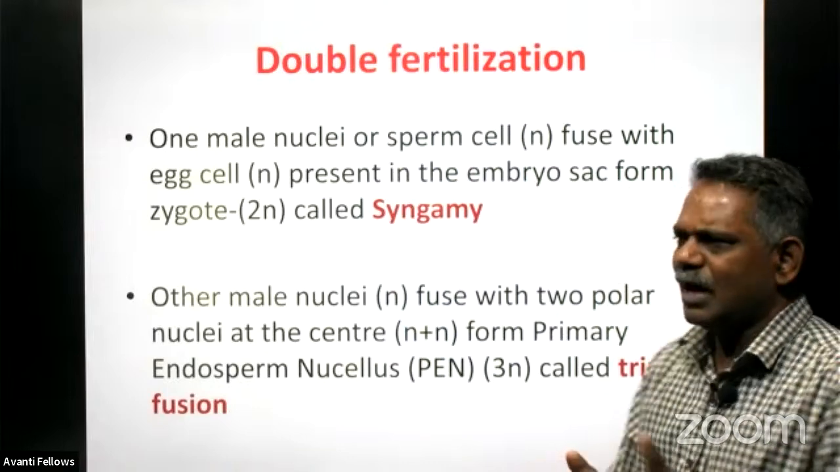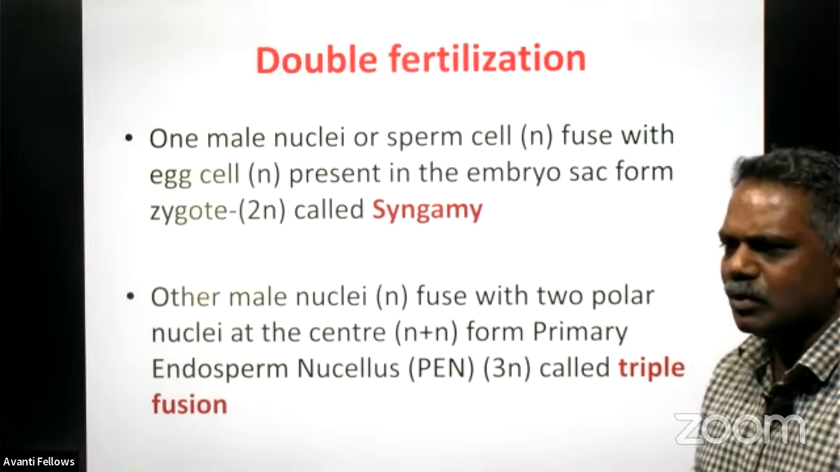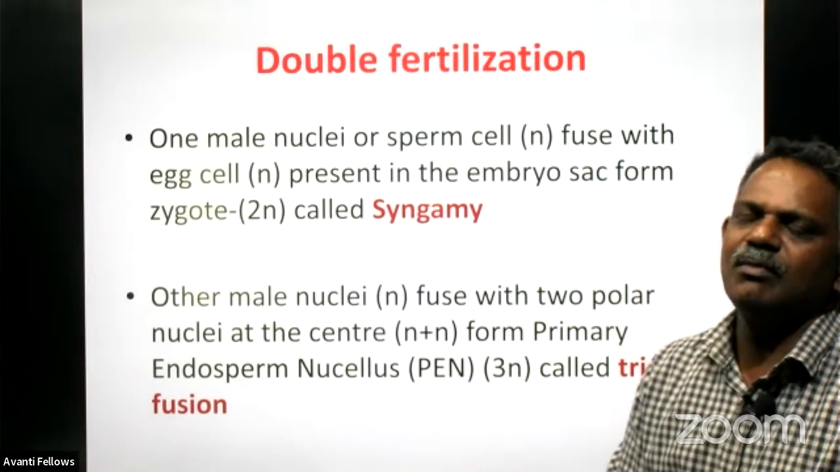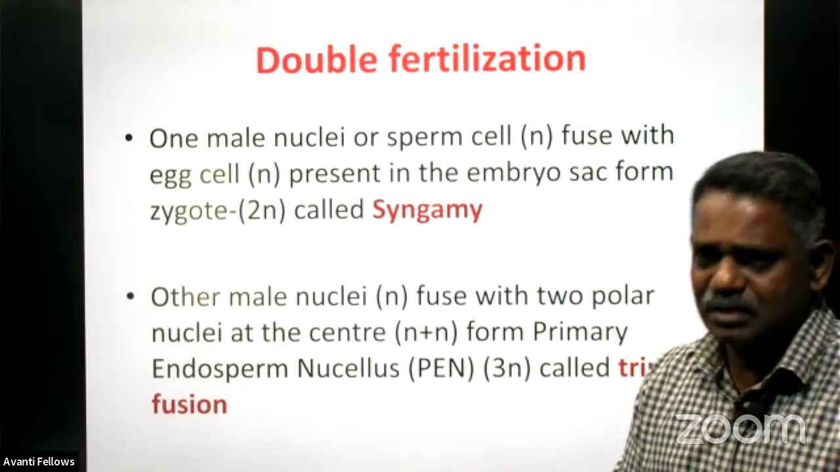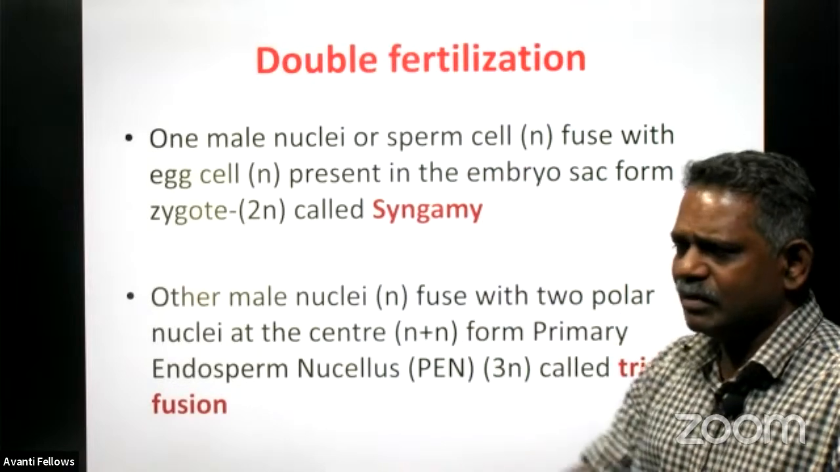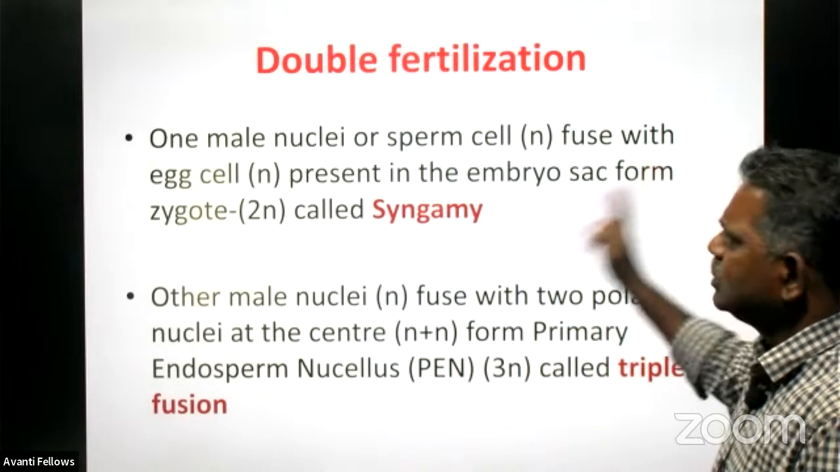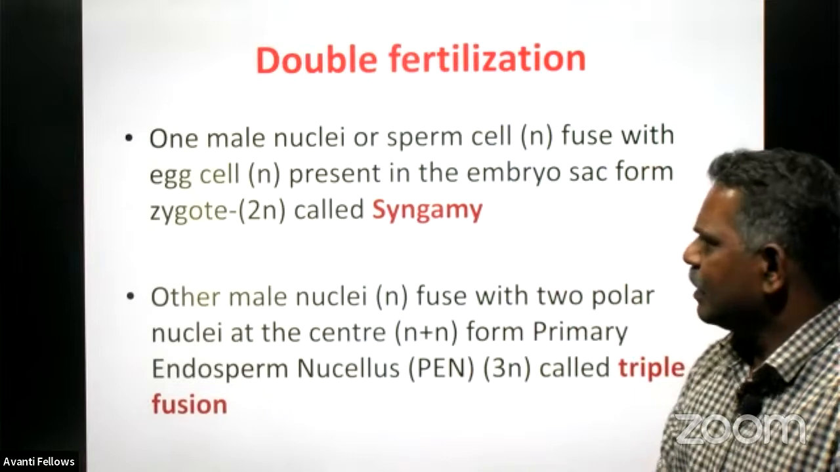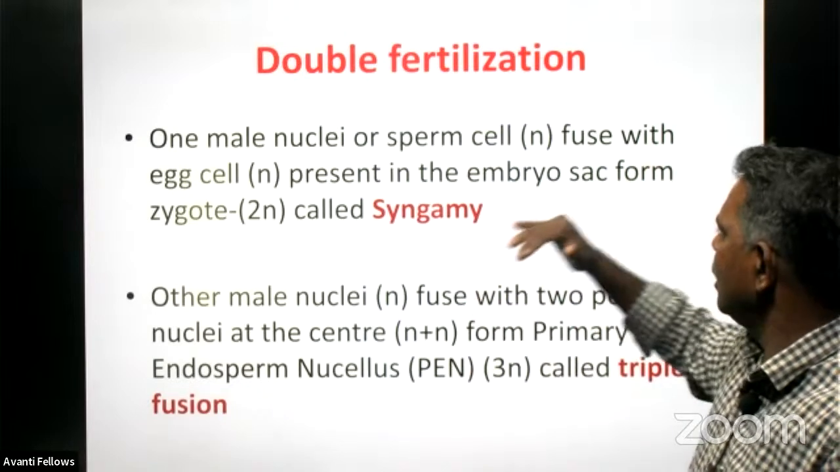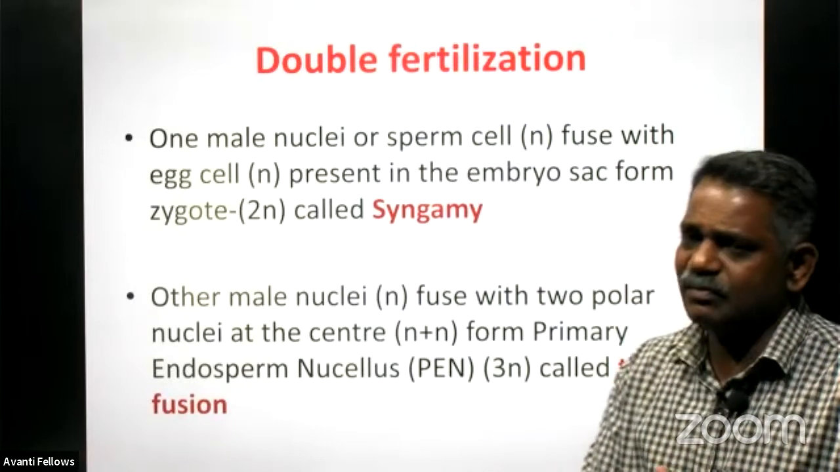So let us see what happens to the male nuclei after entering the embryo sac with the help of the filiform apparatus present in the synergids. One male nucleus, after entering the embryo sac, fuses with the egg cell present in the embryo sac to form a zygote, called syngamy. This is the first event.